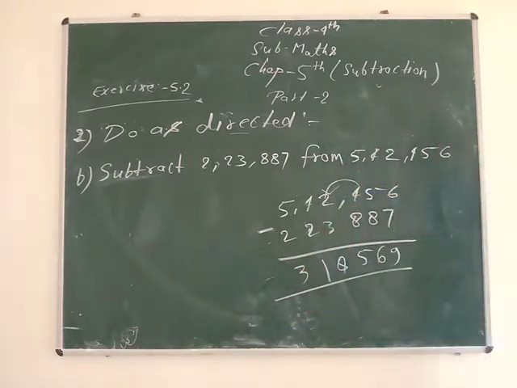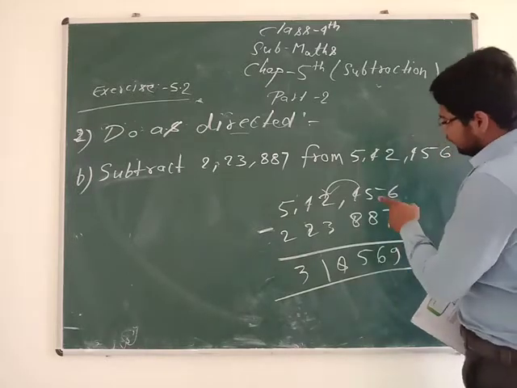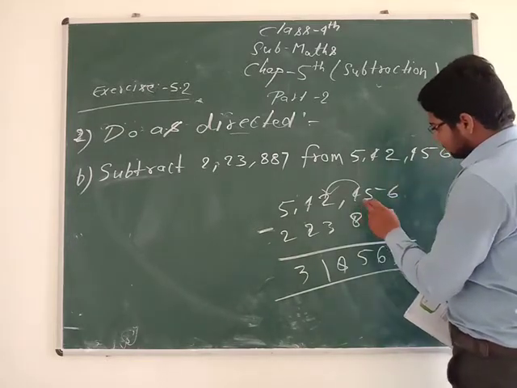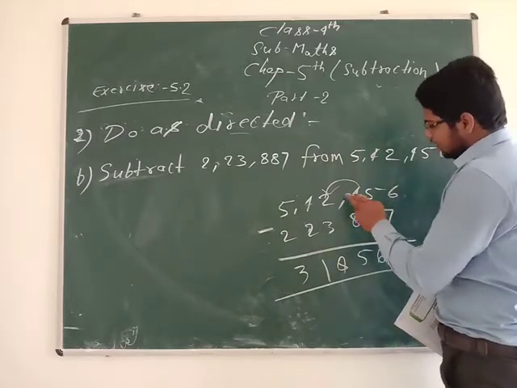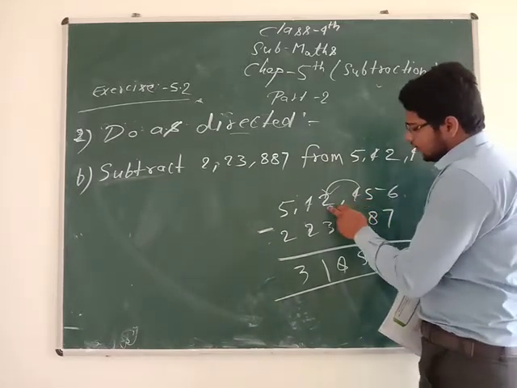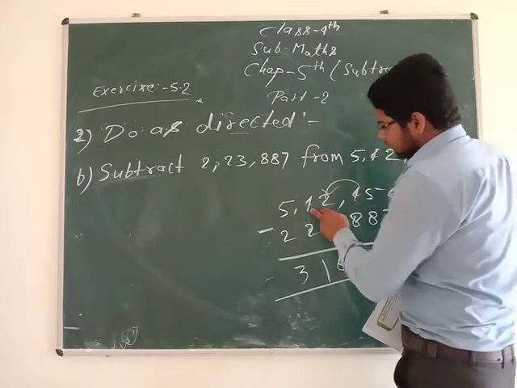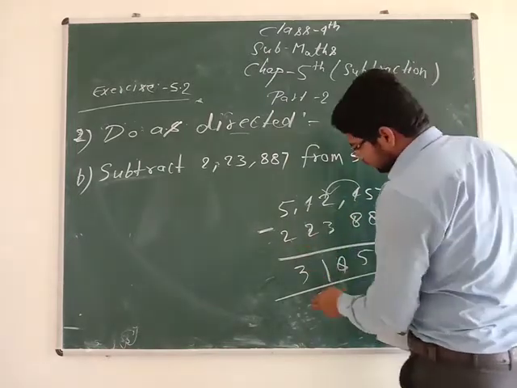Let's subtract again. 16 minus 7, 9. 15, it is now 4. So 14 minus 8, 6. It is now 3. 13 minus 8, 5. It is now 1. 11 minus 3, 8. 3 minus 2, 1. And 5 minus 2 is 3.